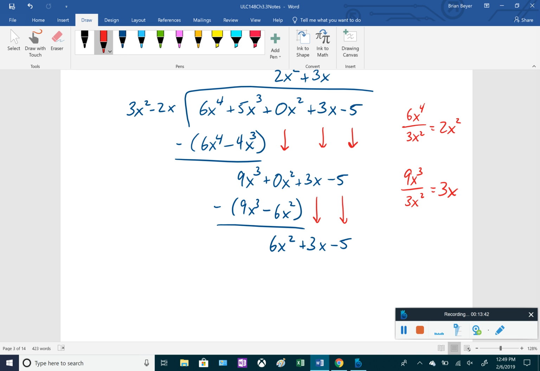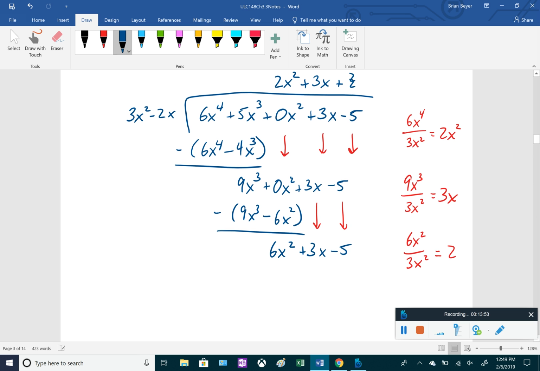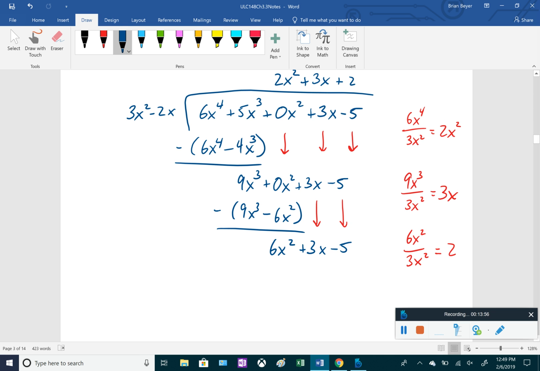So what do we have to multiply 3x squared by to get to 6x squared? So we divide again, and we get a value of 2. So the last part of the quotient is going to be 2. Multiply that through and we get 6x squared minus 4x, subtract 3 minus negative 4, 7x. Bring down that 5, that's going to be part of the remainder. So we know we're done here because the degree of that remainder is degree 1. The degree of the divisor was degree 2.